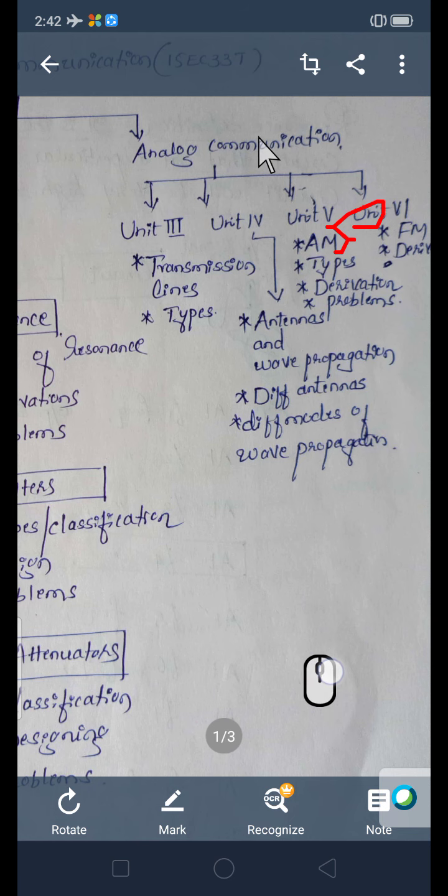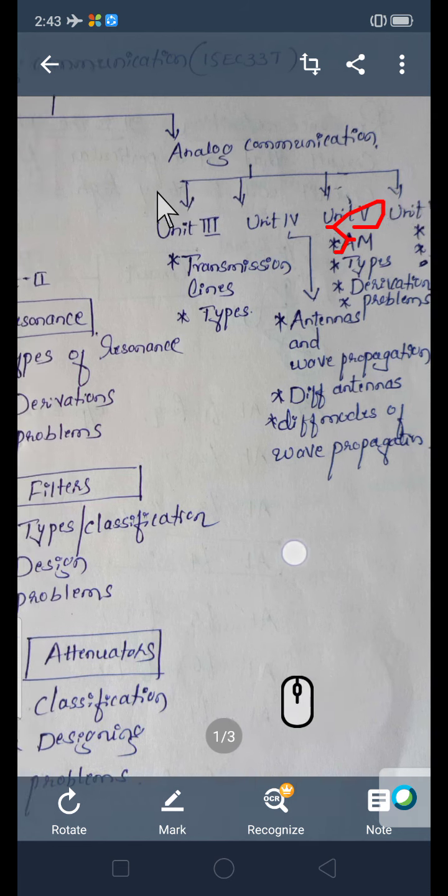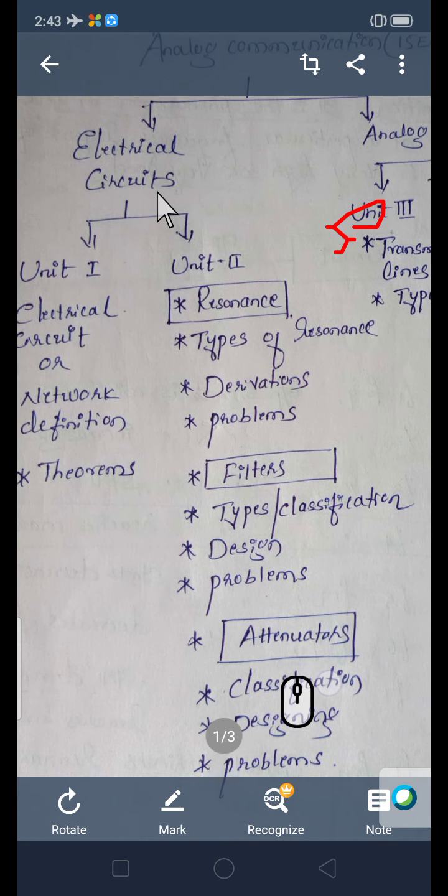There are different types of modulation. Here you have only two types, amplitude modulation and frequency modulation. When we go for modulation at the transmitter, at the receiver we have to go for demodulation. So AM modulation, demodulation, FM modulation, demodulation, different derivations and problems are there that you are going to study under these two units. Once again, analog communication is the second part of the syllabus. The first part of the syllabus is electrical circuits.